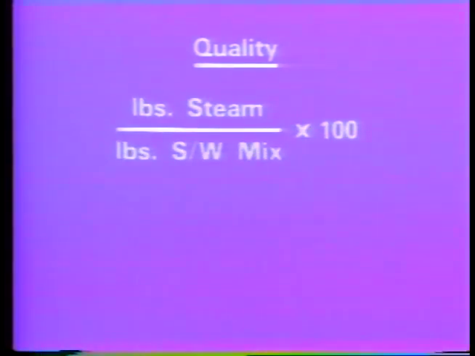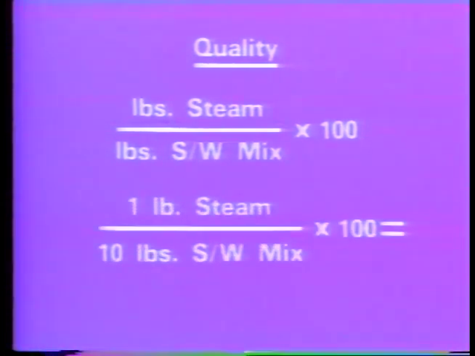By the same token, the quality of the steam-water mixture is the amount of steam in pounds divided by the pounds of steam-water mixture and multiplied by 100. In the mixture we just talked about, there were 9 pounds of water in a 10-pound steam-water mixture. That means that 1 pound is steam. So the quality of the mixture is 1 divided by 10 times 100, which is 10%.